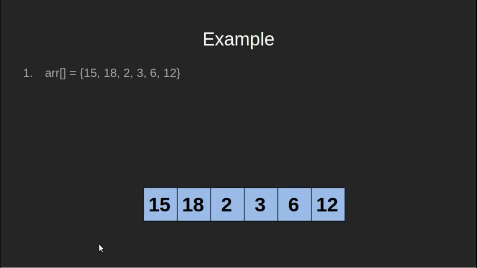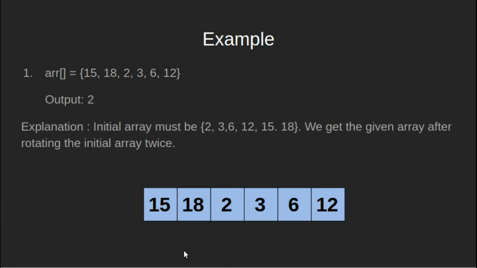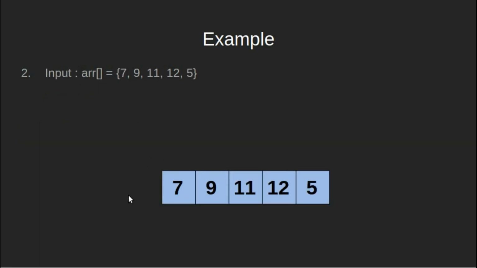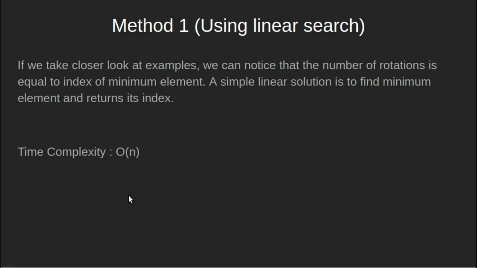Let's look at an example. If the input array is this, our output should be 2, as the initial array must be this, and we get the given array after rotating the initial array twice. This is another example. Our output should be 4 in this case. I will leave this example as an exercise for you. Try to visualize it. Let's look at a simple solution first.